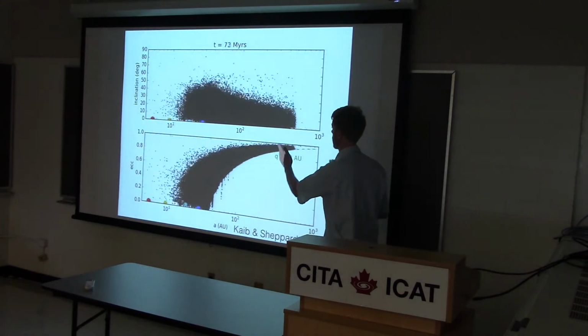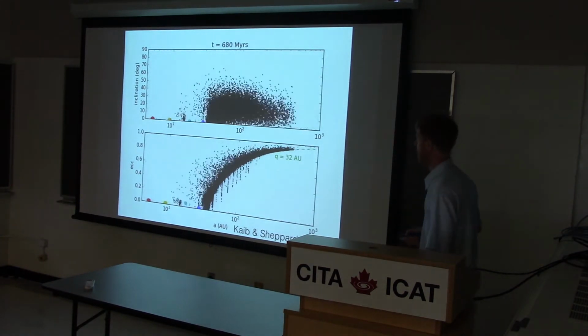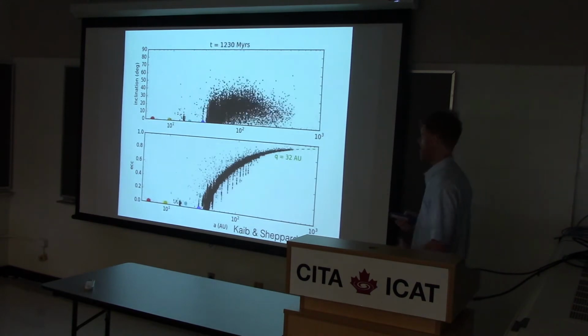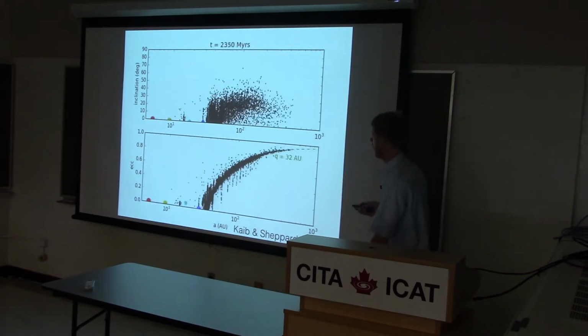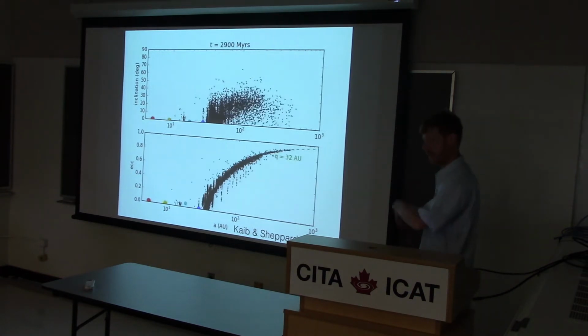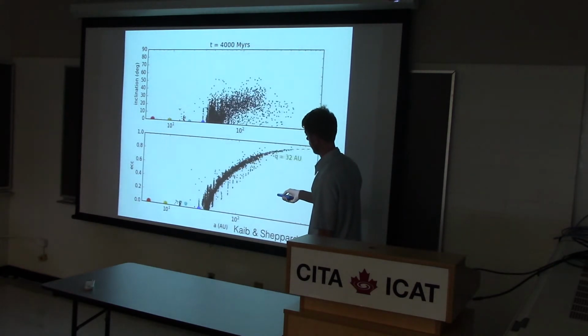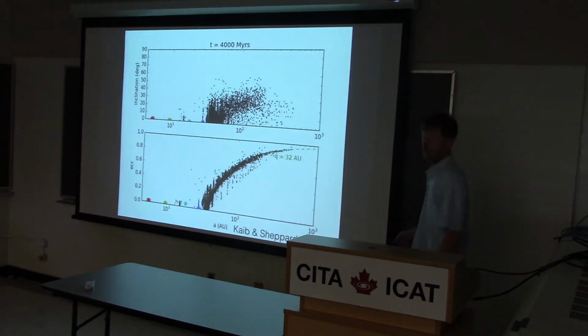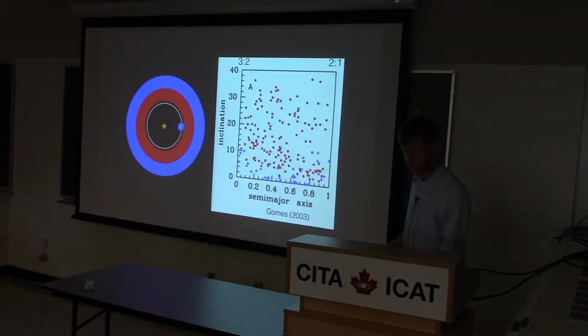You can see Neptune migrates out. In this particular simulation, it migrates out over the course of about 300 million years and then stops. And then the simulation continues for a total of 4 billion years. And you can see over time, the Kuiper Belt is eroded more and more. And you get this nice resonant structure that I just talked about before. And in addition, you still have a large population of objects that's not in resonance, but the resonances are clearly a significant part of the population.